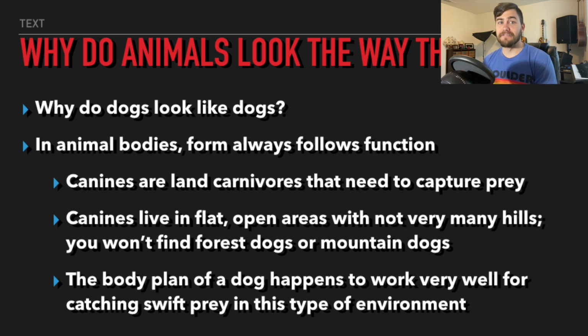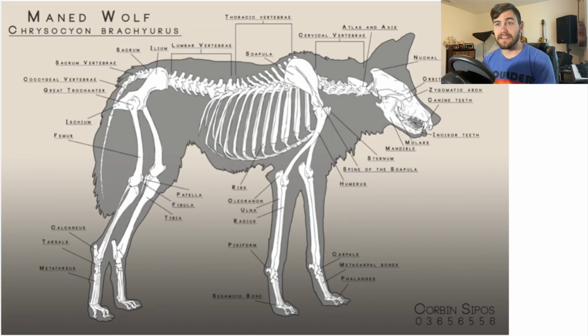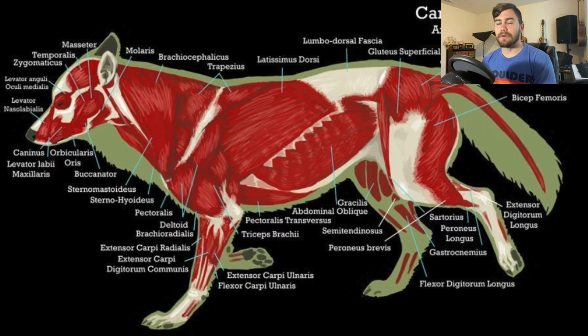The body plan of dogs, at least like we're talking about wolves in this case, because some dogs live in different environments, but the body plan happens to work very well for catching swift prey that lives in this type of environment. So you look at the dog skeleton, and it seems kind of random, but in all actuality, everything about it, the length of its tail, the length of its snout, the length of its legs, the way it has large muscle groups in some areas, smaller muscle groups in other areas, is all evolved to help it be successful in its environment, which is to catch prey and gather resources and all those other things.